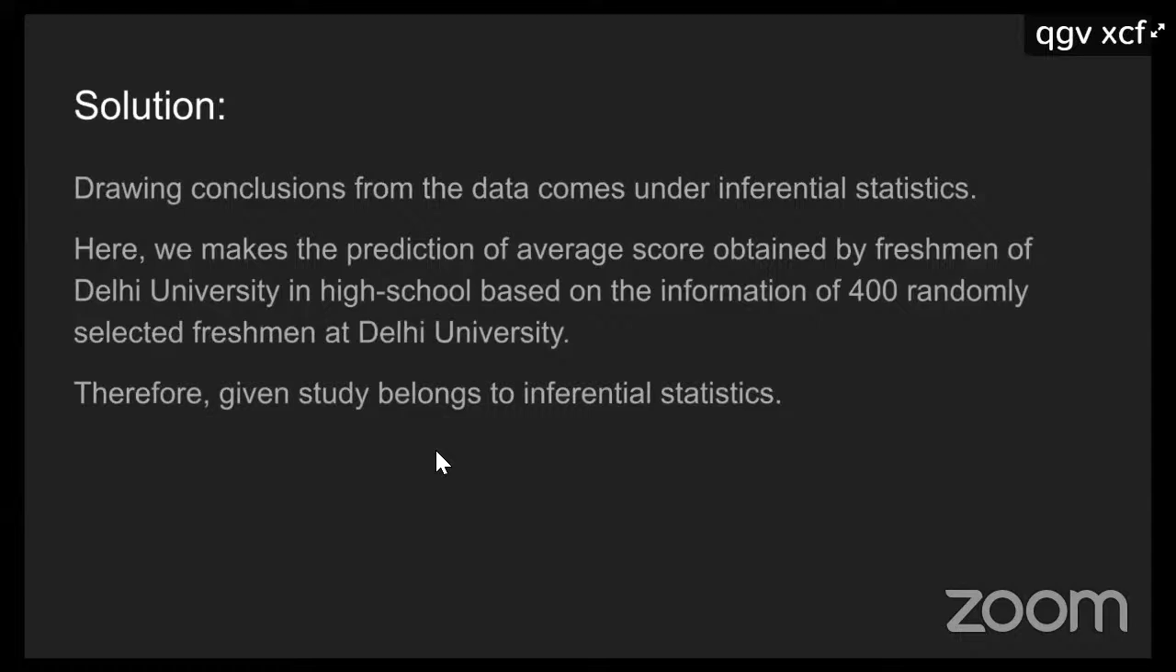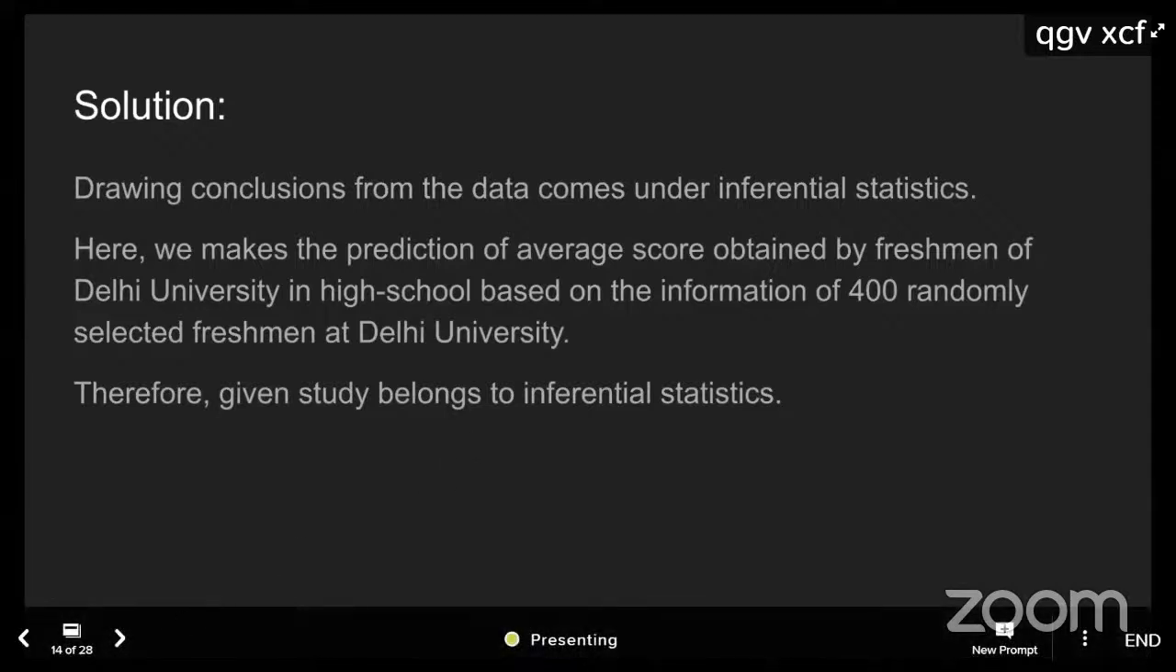Only on behalf of those sample data, those 400 freshmen, we are making the prediction and the conclusion of the average score obtained by all the freshmen of Delhi University. That's why this study is inferential statistics. Is it clear to everyone? Yes, sir. Okay, so I think we can move on.